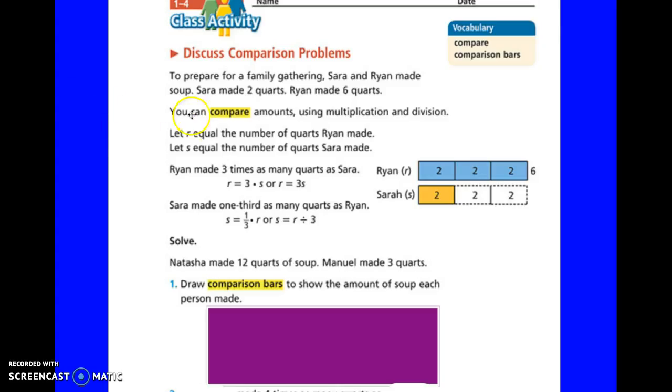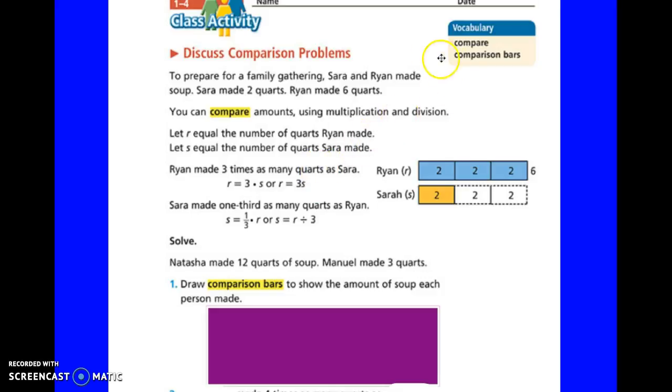When we talk about comparison, we're comparing two amounts of things together. One way we can compare things is by drawing what we call comparison bars. Here's an example of a comparison bar. I'm going to go through this example to help you understand how we can use these comparison bars to compare two different pieces of information.